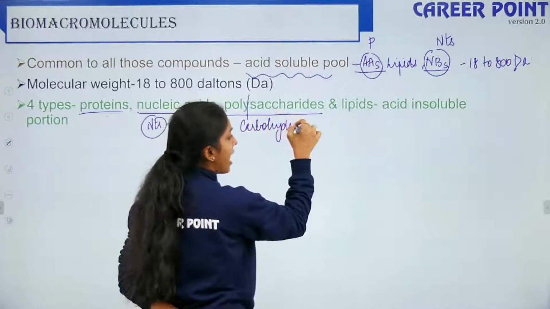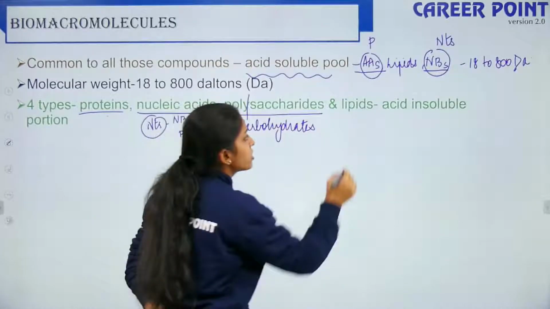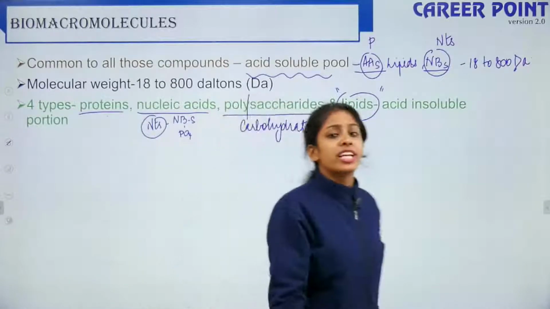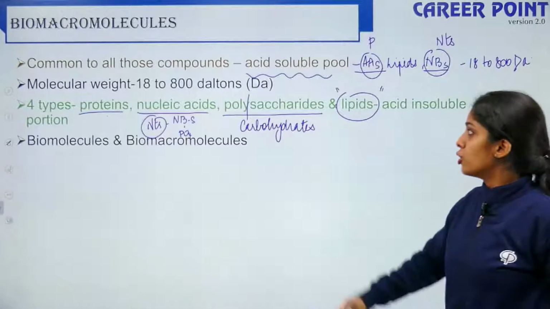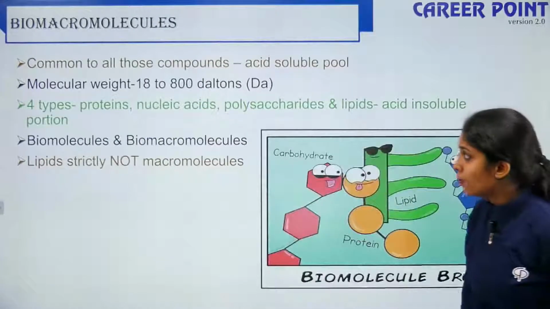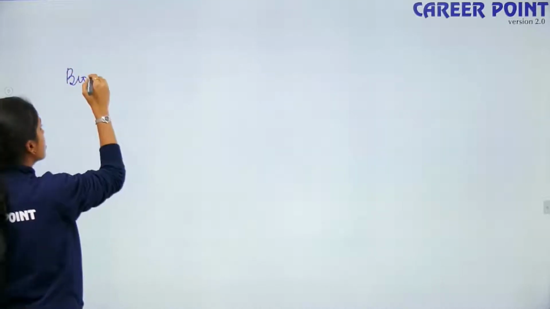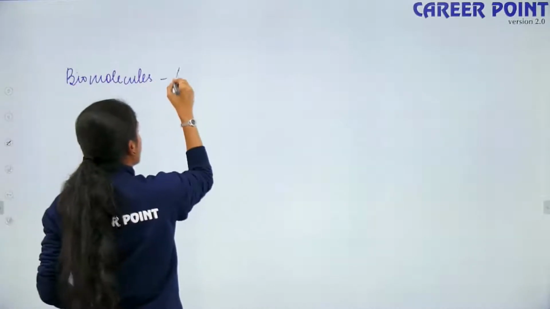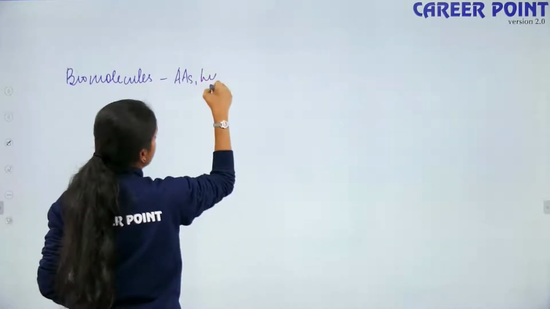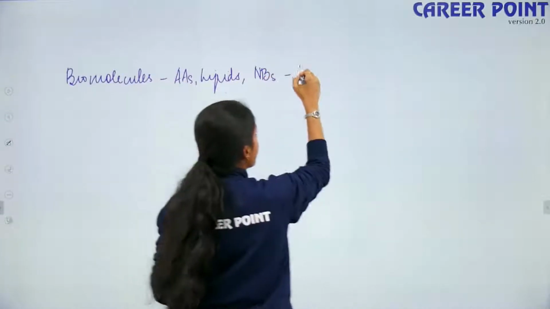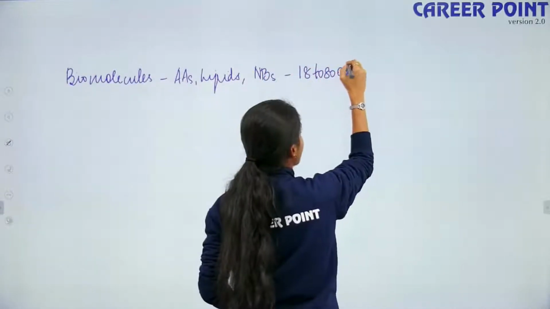Polysaccharides have individual monosaccharides, and to some extent lipids, but this is a myth. I will tell you why. So they come in your acid insoluble portion. So this is known as biomolecules, whereas these are known as biomacromolecules. What does this signify? Pay attention. This biomolecule includes only amino acids, lipids and your nitrogenous bases, and its weight ranges from 18 to 800 daltons.